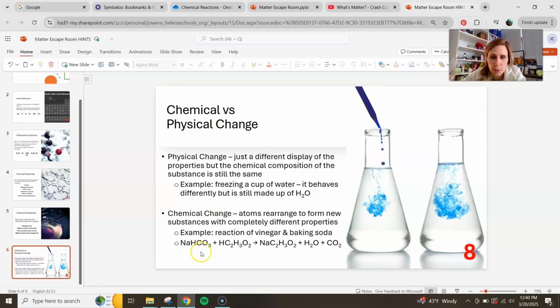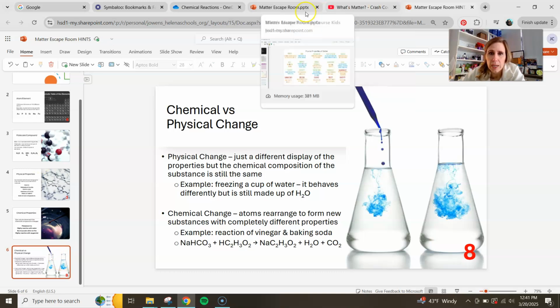Chemical change, though, is when we actually rearrange atoms to form something new that has completely different properties. If you have ever mixed vinegar and baking soda, this is the reaction below. We take our baking soda and our vinegar and rearrange all those molecules to form sodium acetate, water, and carbon dioxide. So when your little volcano has all the fizz and bubbles, that's from the carbon dioxide forming.